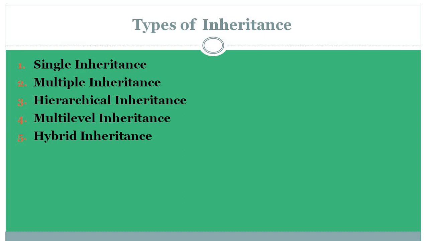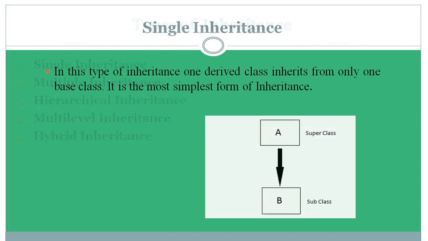Next we see the types of inheritance. There are 5 types of inheritance: single inheritance, multiple inheritance, hierarchical inheritance, multi-level inheritance, and hybrid inheritance.